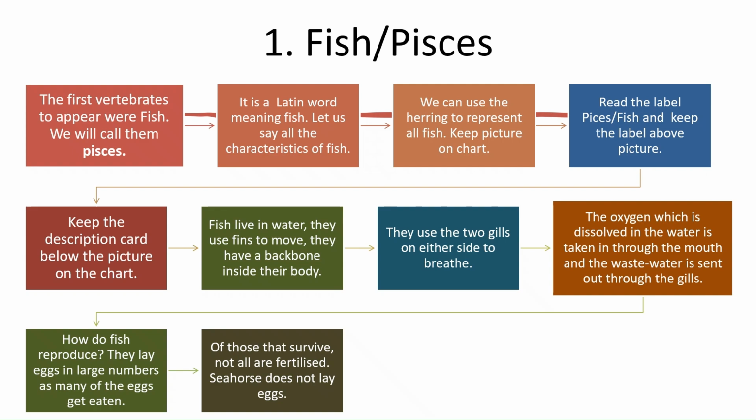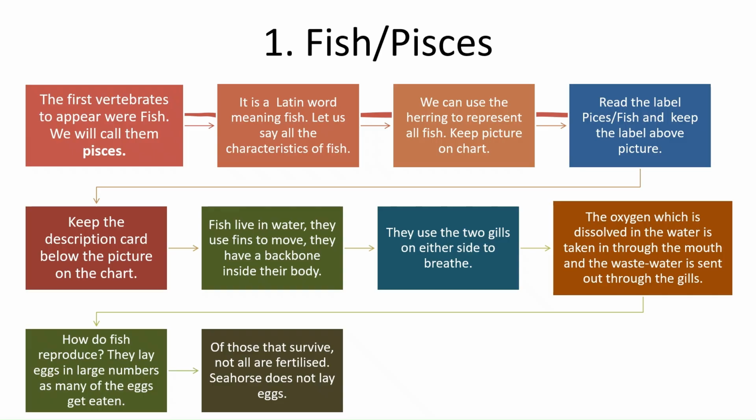Keep picture on the chart. Read the label Pisces or fish and keep the label above the picture. Keep the description card below the picture on the chart. Fish live in water. They use fins to move. They have a backbone inside their body. They use 2 gills on either side to breathe.